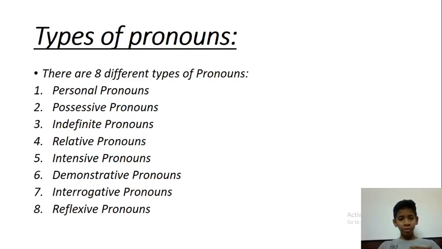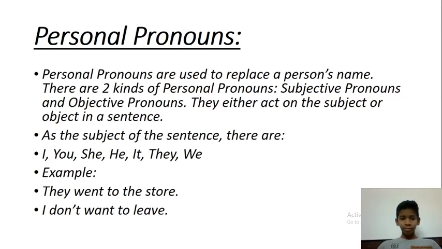So, how many types of pronouns are there? There are 8 types of pronouns: personal pronouns, possessive pronouns, indefinite pronouns, relative pronouns, intensive pronouns, demonstrative, interrogative, and reflexive. Let's discuss them one by one.